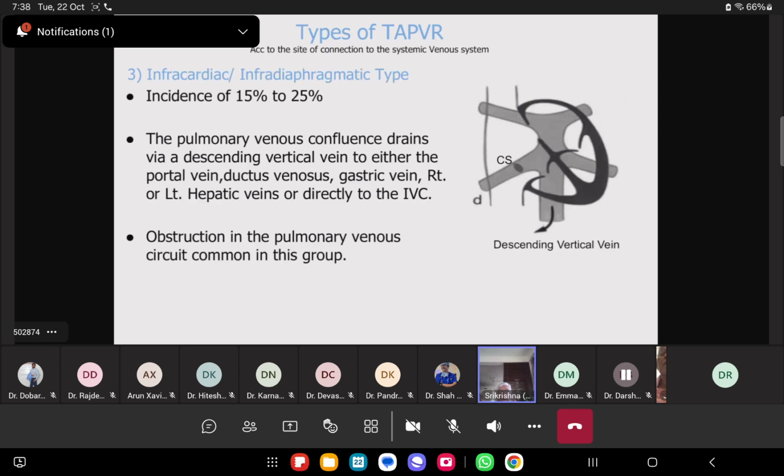The infracardiac or infradiaphragmatic type constitutes around 15 to 25%. Obstruction is most common in this subset of TAPVC. The pulmonary venous confluence drains via a descending vertical vein to either the portal vein, ductus venosus, gastric vein, right or left hepatic veins, or directly to the IVC.